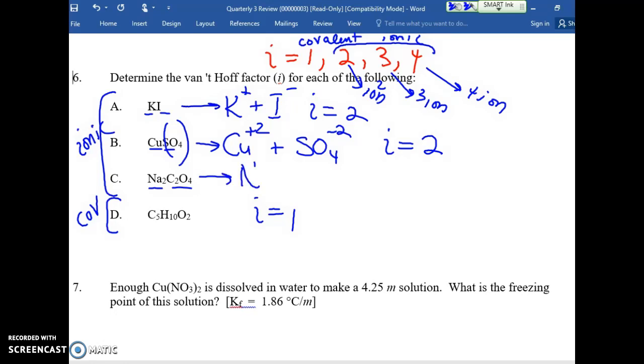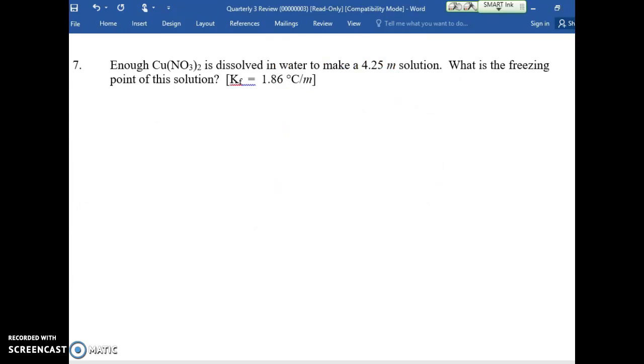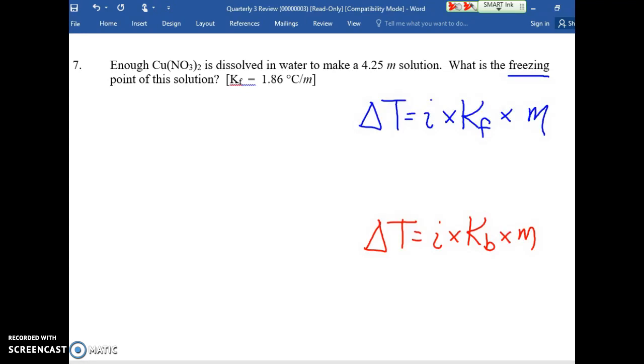Na2C2O4 breaks up into 3 ions. An Na, another Na, and this C2O4 ion. Sadly to say, that's not on Table E, but it has to be a polyatomic. 3 ions, i value of 3. Number 7 is the freezing point slash boiling point question. You're seeing it as the freezing point. There's one formula that you're always given, and there's another formula which you're not. The formula that you're given is the delta T formula. That means the change in temperature as a solution is formed, at which it boils or it freezes.